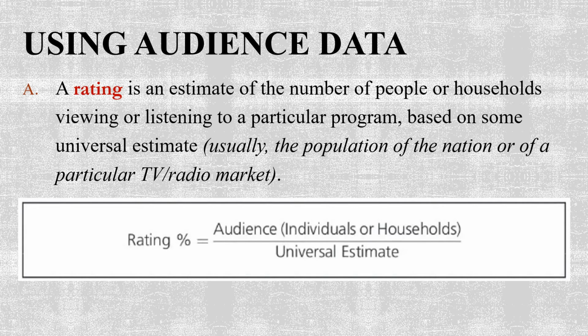You see the equation on your screen there. Basically, the rating would be the number of individuals for radio, the number of households for television that watch a particular show or listen to a particular program, and then you divide that by the population of the particular area that you are talking about.